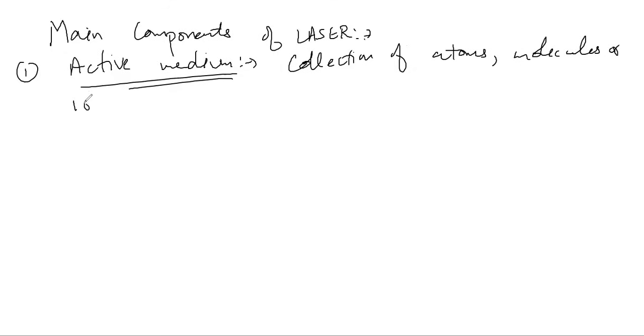And ions, which could be either in gaseous form, liquid form, or solid form. And in this active medium, you should be able to achieve the population inversion. For example, in the case of the ruby laser, we'll see that the ruby crystal is basically your active medium. This is where you want to have the population inversion.